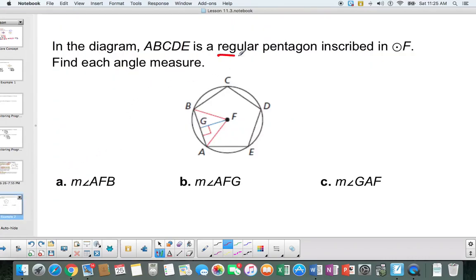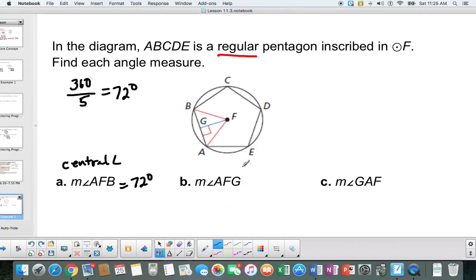We can see we have a regular pentagon. So the first thing I'm going to do is find the central angle. I'm going to take 360 and divide it by 5, since there's a central angle for every one of the sides, and that answer will be 72 degrees. So this is the central angle, which is AFB, and that's 72 degrees.